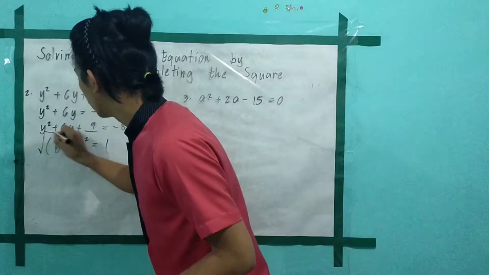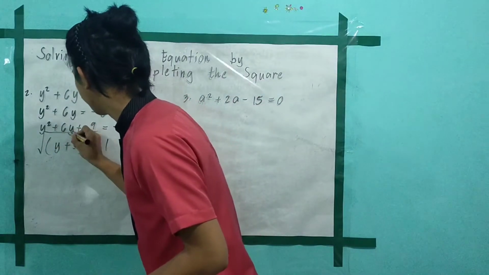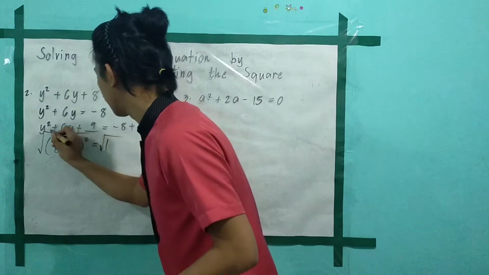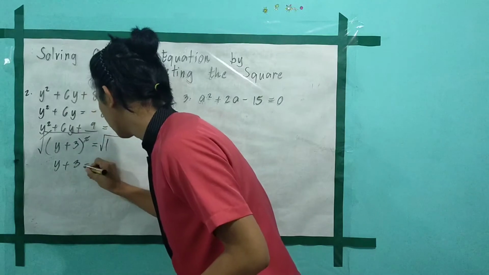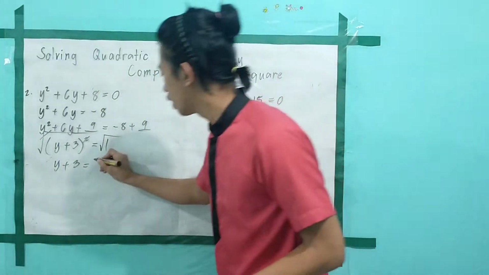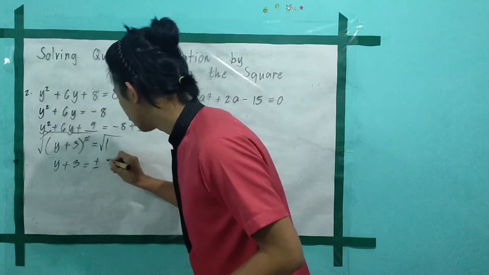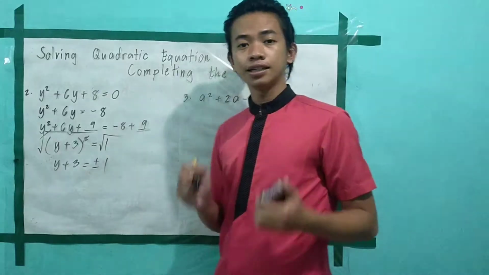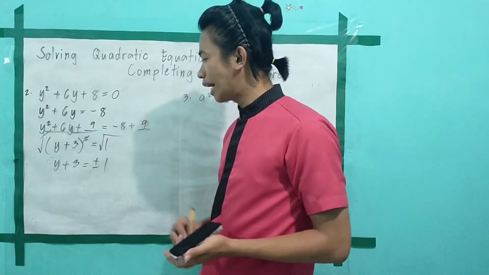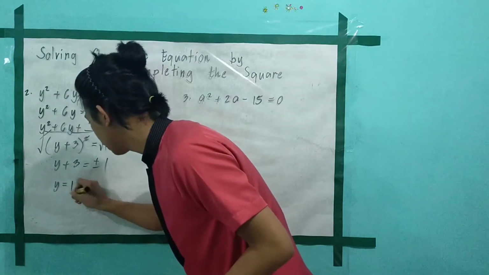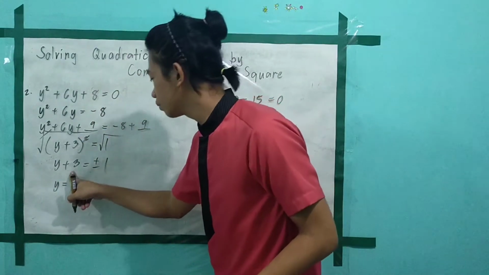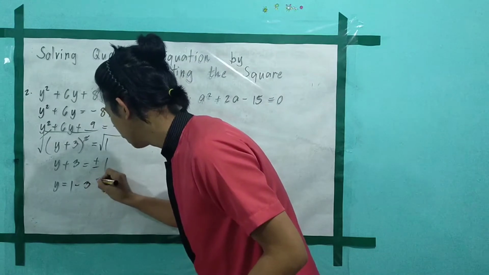Then apply natin yung square root property. Ayan. Cancel. So we have y plus 3 is equal to square root of 1, we have positive and negative 1. Next, solve for the value of y. We have y is equal to positive 1. Transpose natin yung 3, magiging negative 3.